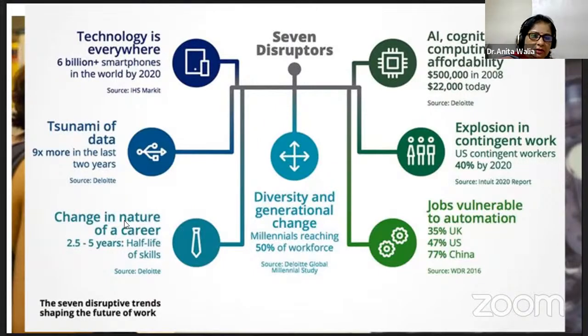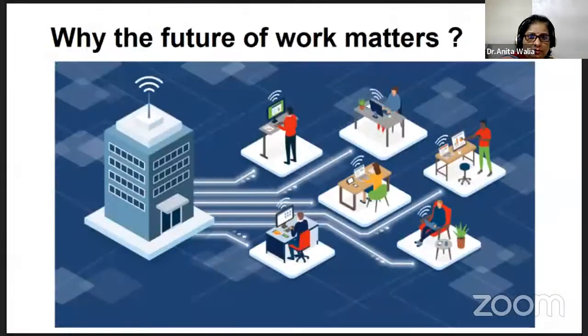So the nature of the career is changing. You require people who are skilled, not people who are knowledgeable. Millennial people are becoming gig workers. All these are there. Okay. So why does it matter? Why does the future of work matter to us?